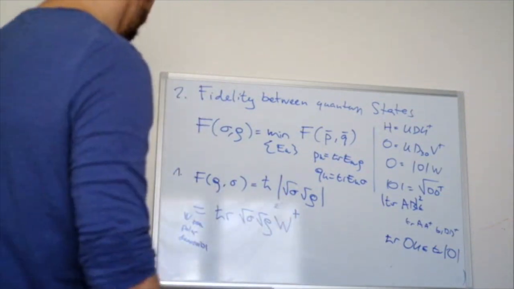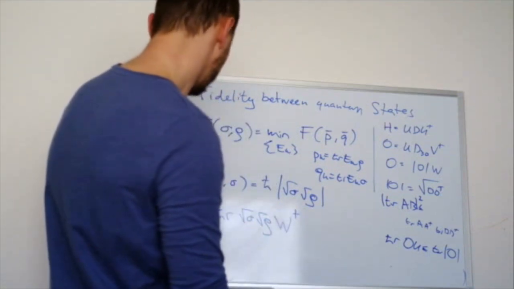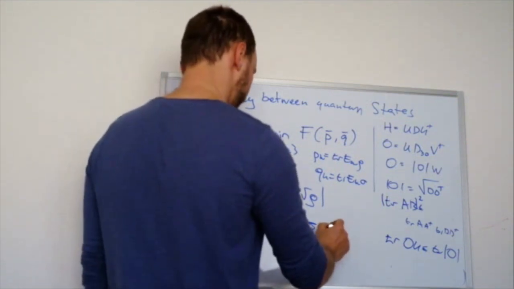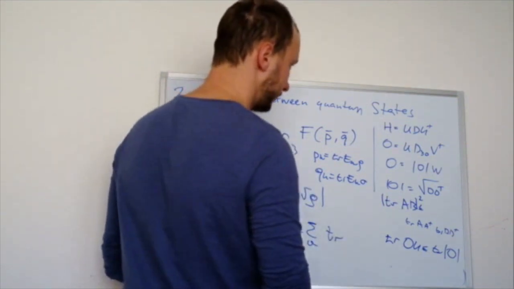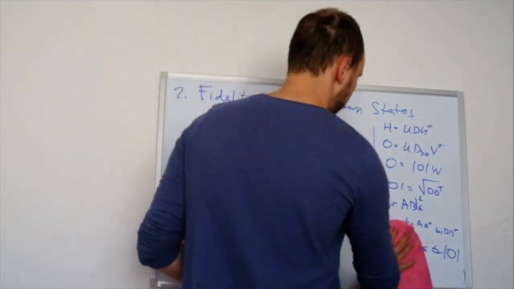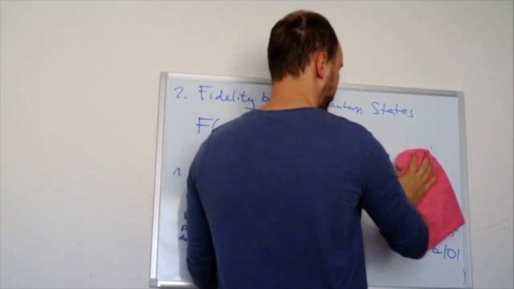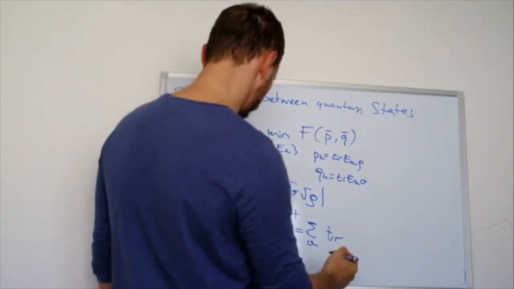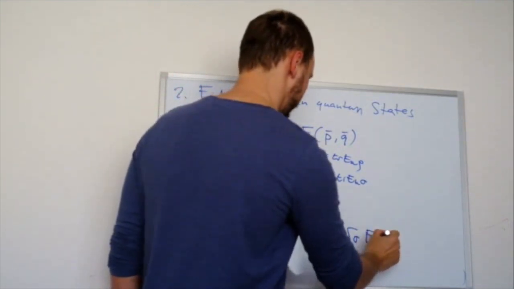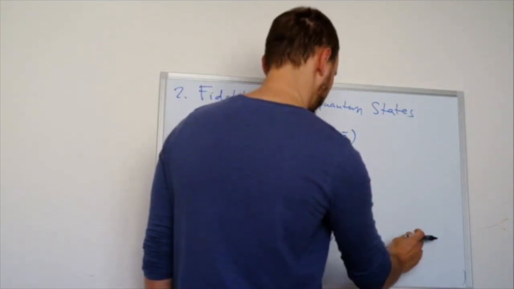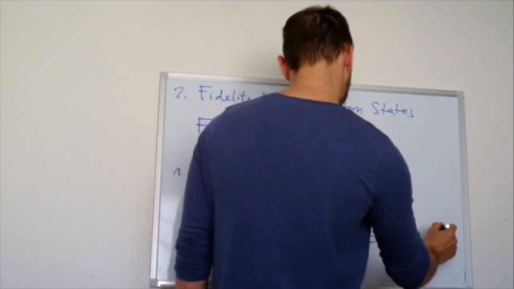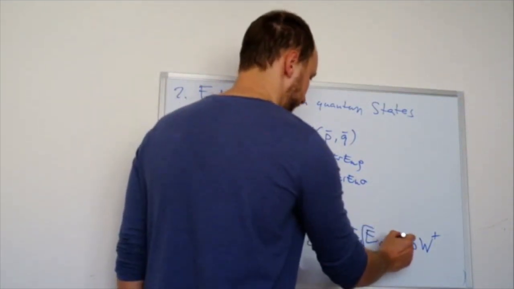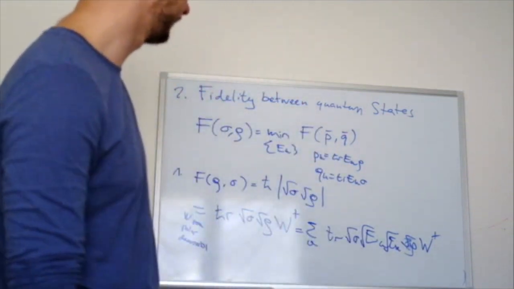Now what we do is insert identity here. Then this is just equal to the sum over K of the trace of E_K, square root of rho, W. So we inserted the sum of POVM elements, which is identity, and we can also decompose these POVM elements. They're positive, so we take the square roots.